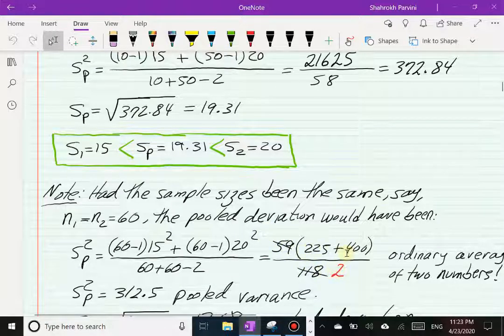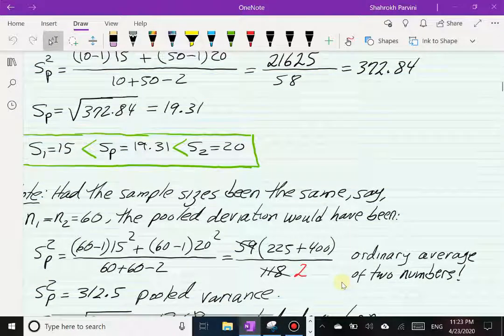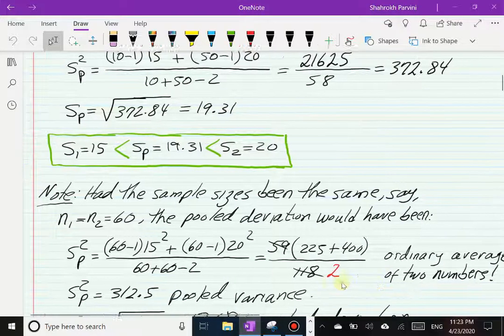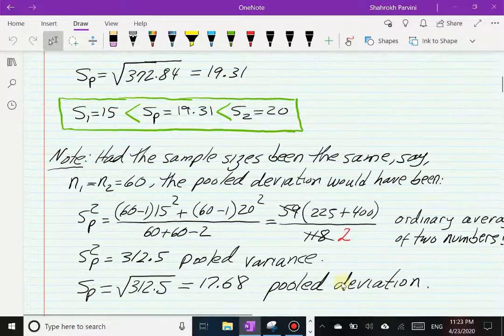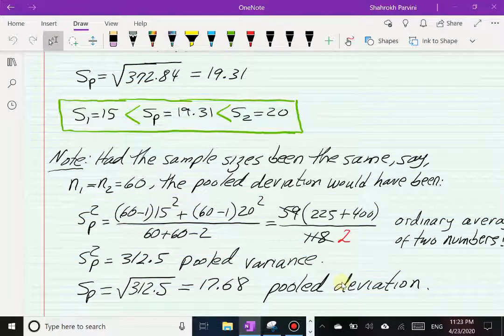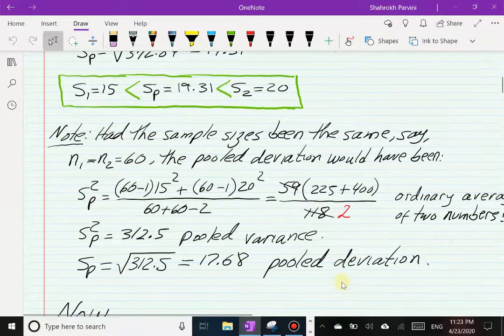It looks like I averaged the two variances, right? The first variance plus the second variance divided by 2. And that's what I was saying, that if the sample sizes are the same, you could just average the two variances. And that's just our ordinary average of two numbers. So anyway, I just want to point that out. And of course, this pooled deviation ends up to be 17.68. Okay, so just want to, again, make a note of that.